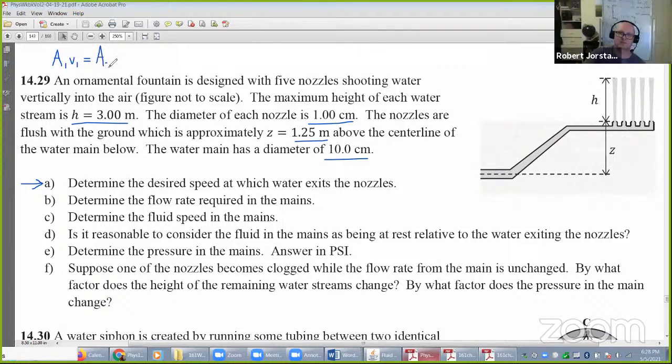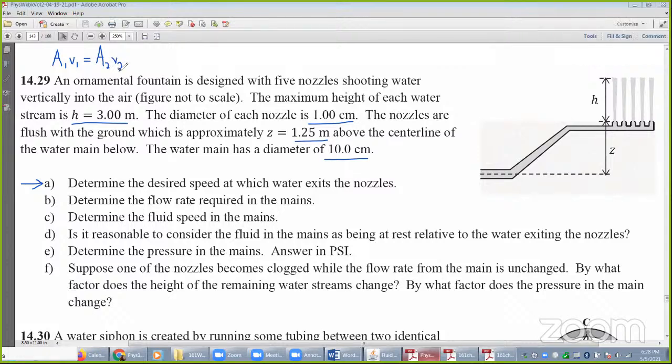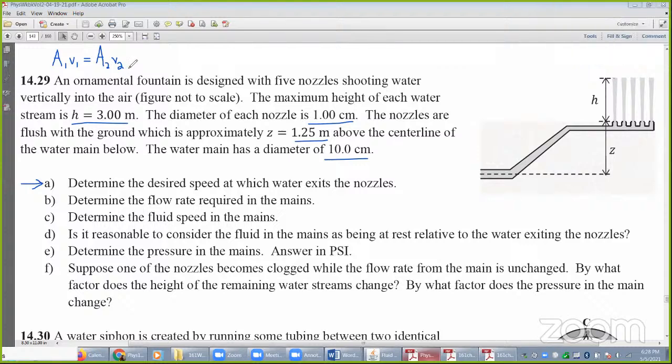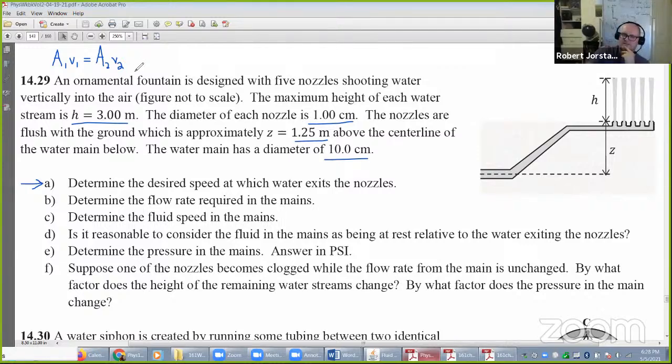What's the problem with this? Do we know the areas? Yes. Do I know V2? No. Do I know V1? No. So that's why that doesn't work. Yeah, all right, that's fine. So that was a good guess. We see that fails. Oh, let me check the chat here.